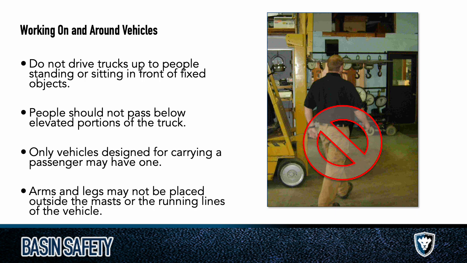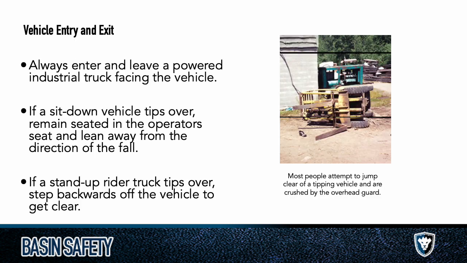Passengers cannot ride on the edge of the forklift. Some forklifts have a second seat. Most of them do not. If it does, you can have someone. If it doesn't, you can't. And then you want to always make sure that your arms and legs are inside of the forklift. Again, in case it tips over, you don't want it to be crushed between the mast or the carrying cage and your arm. That would be bad.